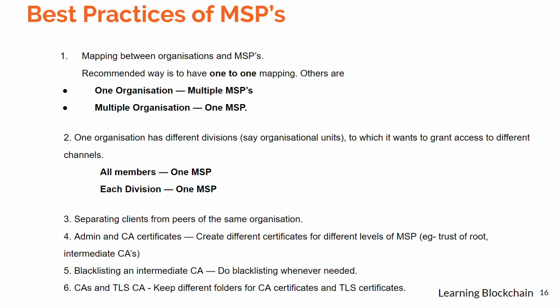And next is the CA and the TLS CA. Keep different folders for the CA certificate and the TLS certificate, as we have already used. We have different folders for the CA certificate and the TLS certificates, because the TLS CA is a different folder and the normal CA is a different folder. If TLS is enabled, then the TLS CA folder will be used, and if TLS is not enabled, then the CA certificate is used. So that is the basic thing: if TLS is enabled, then the TLS CA and the corresponding folder certificate will be used, and the normal CA and the sign certs part will be ignored, as I have described already. So we are already practicing this.